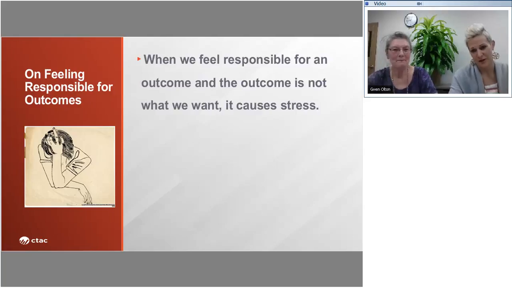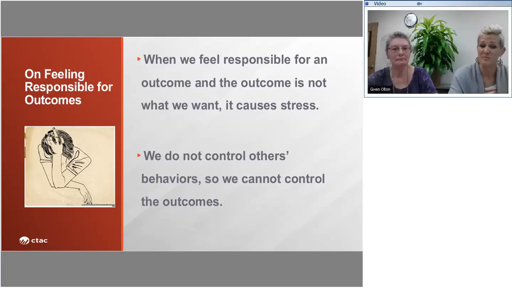We think it's important to think about how we frequently feel responsible for outcomes that we don't have control over. When we feel responsible for something and it isn't what we want, it can cause some stress. But we don't control other people's behaviors, so we can't control all outcomes. We talk about this a lot, especially when we're talking about burnout and compassion fatigue, because a big chunk of that can come from feeling really responsible for things that we can't control.